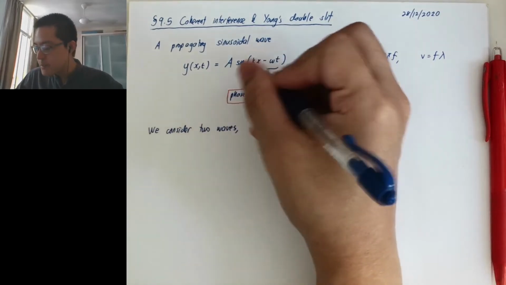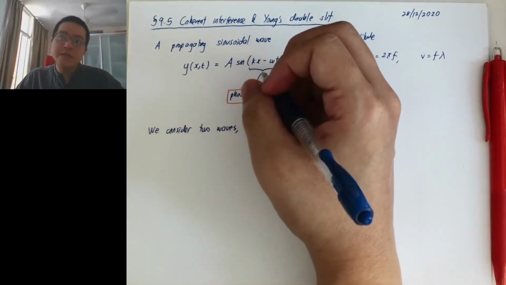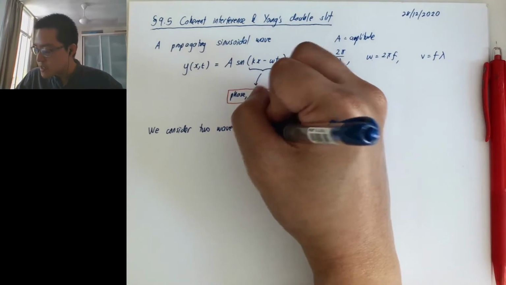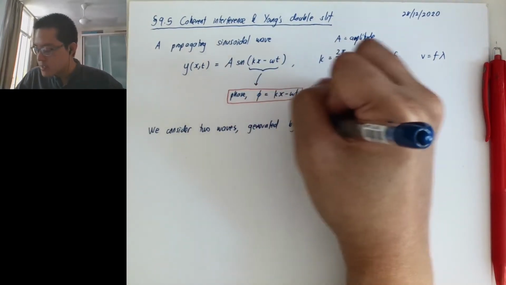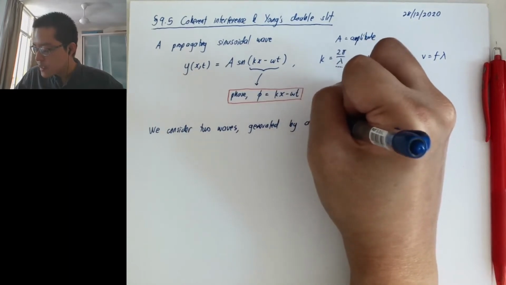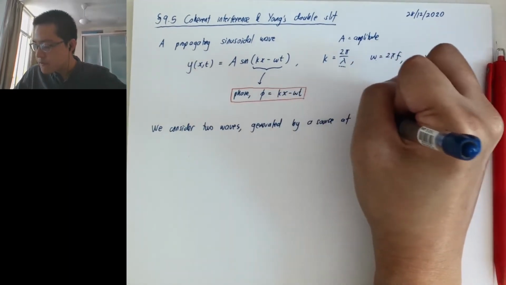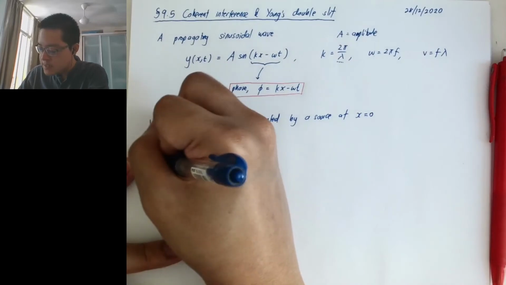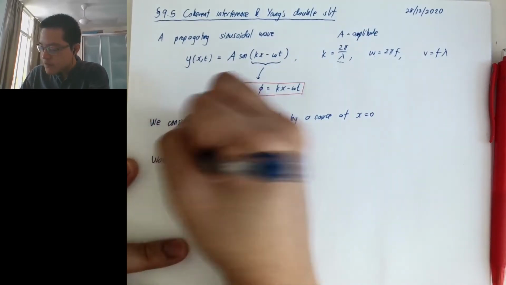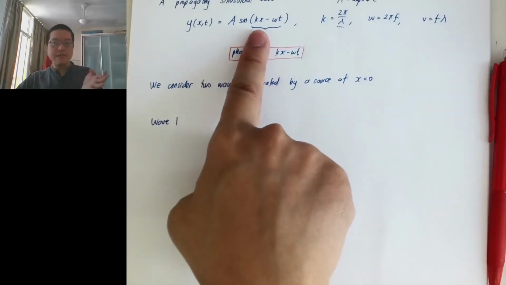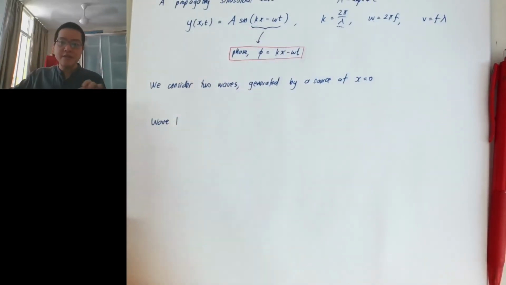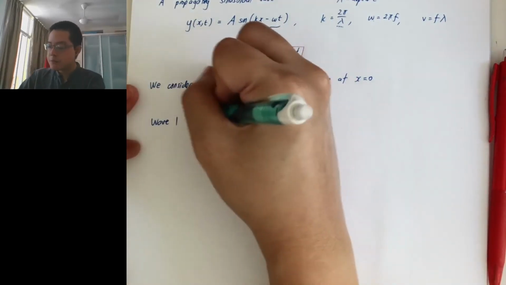And then we will let our origin be the source of the wave. So it's generated by a source at x equals to 0. So if I draw the wave, it's going to look like this, right? And wave 1 is going to look like this. And remember, because this depends on x and t, for different t, I will get a different shape of the graph. So every time I draw a wave, it's only for a moment in time of specific t.